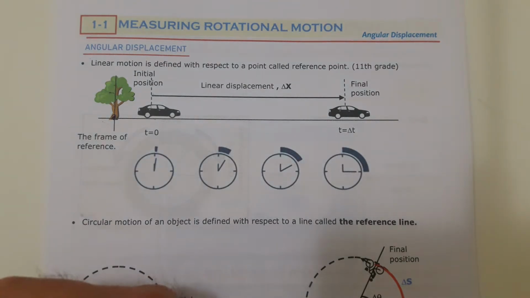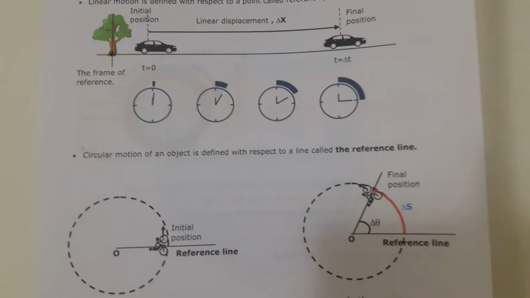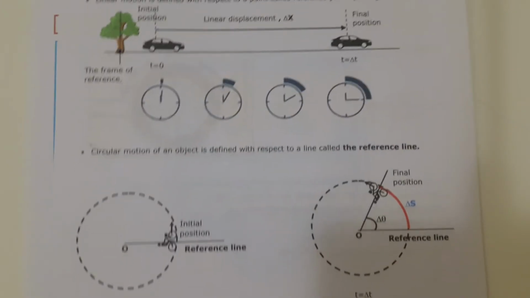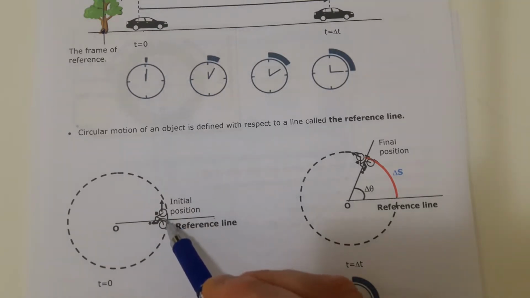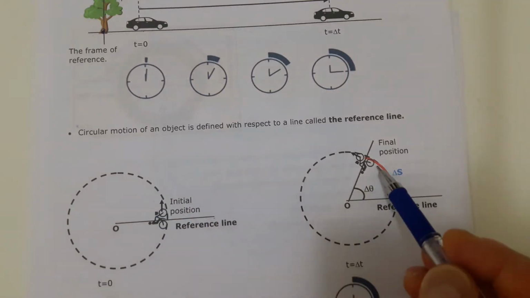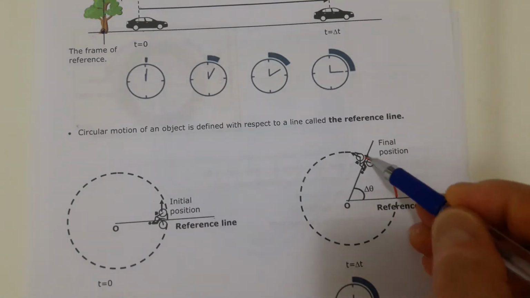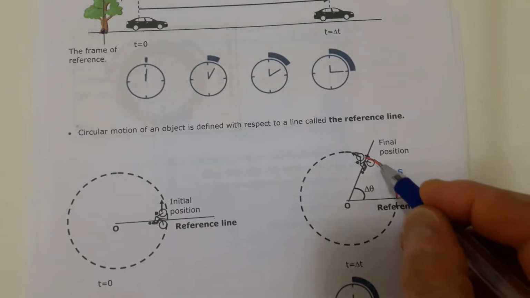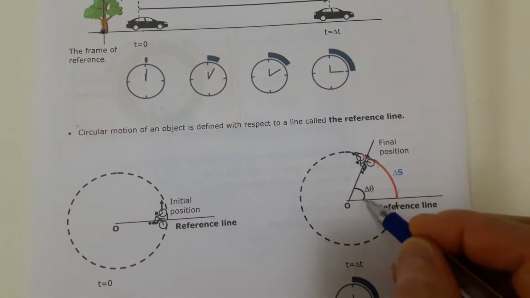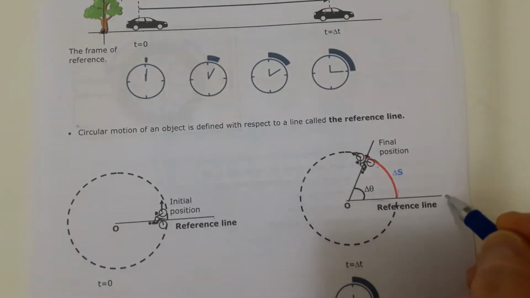In circular motion, it is also very similar to this one. So you are going to define the motion according to a reference line, not a reference point. For example, here is an object which is at the initial position according to this reference line. And later this object starts to move from this point to another point, like this one. It's the final position. And of course, its position is changing both in terms of the distance along the circle and also the angle with respect to the reference line.